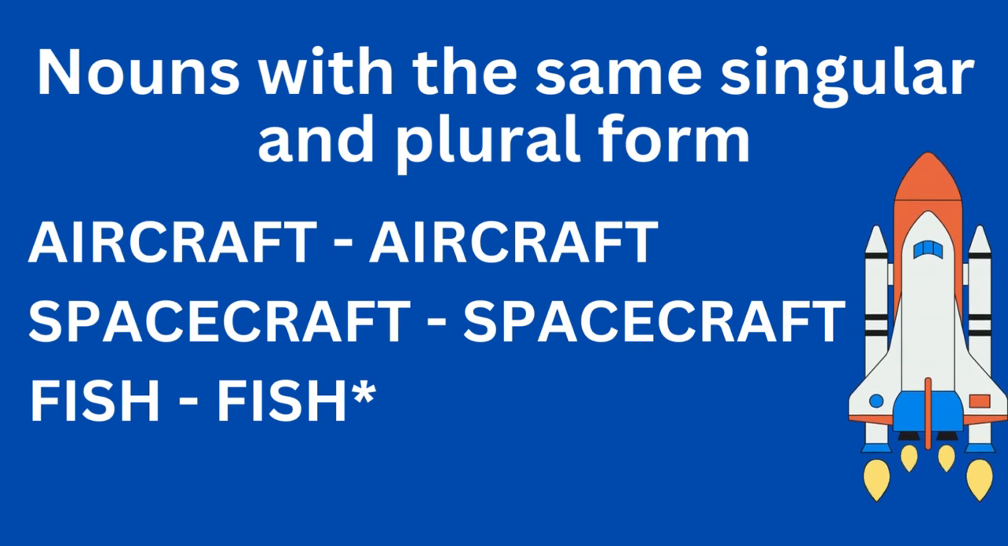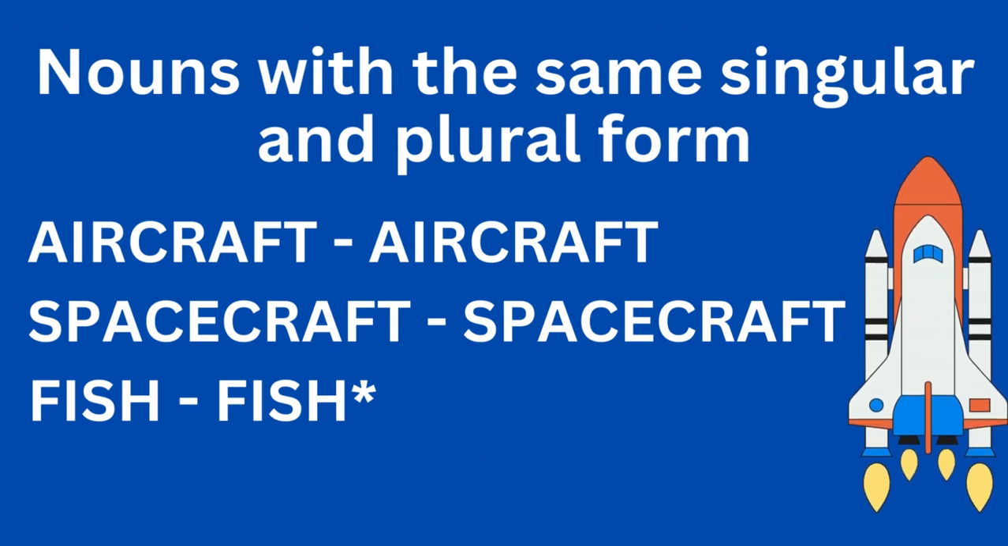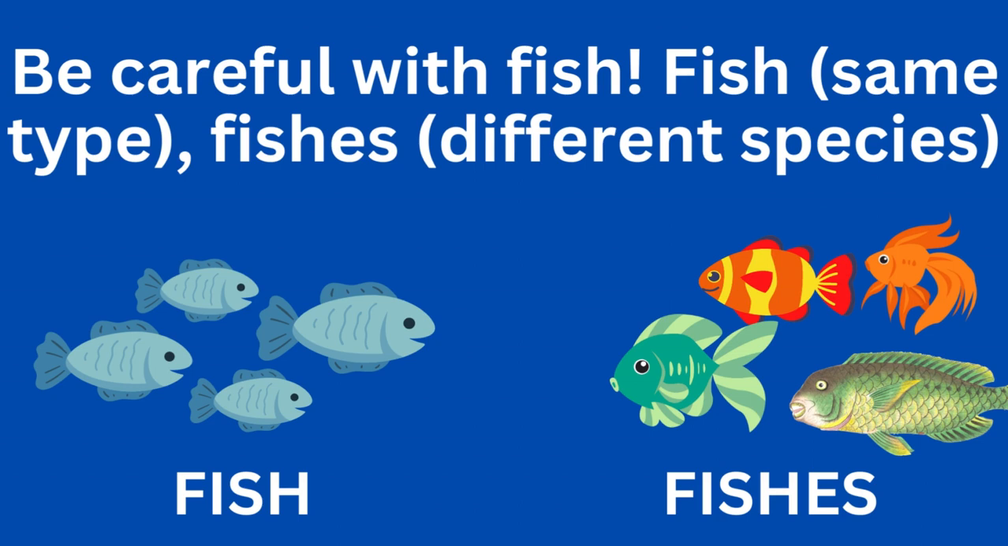Here are some more examples of words that have the same plural form. Aircraft, spacecraft, and fish. But be careful when using fish in plural. When you mean several fish of the same species, you would say fish. But if you meet many different types of fish swimming together, you would say fishes.